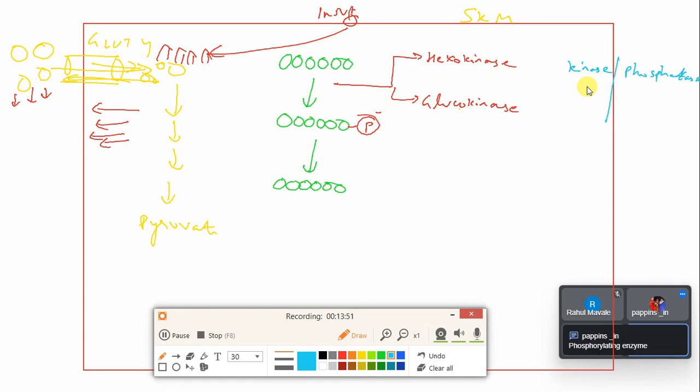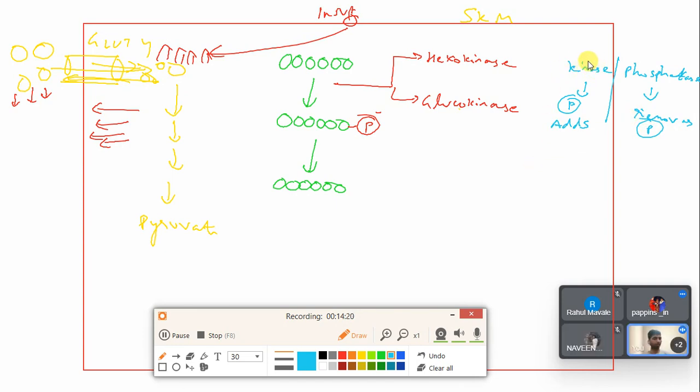It's a phosphorylating enzyme. Okay. So basically, kinase adds phosphate. And what about phosphatase? Removal of phosphate. Okay. Removes.